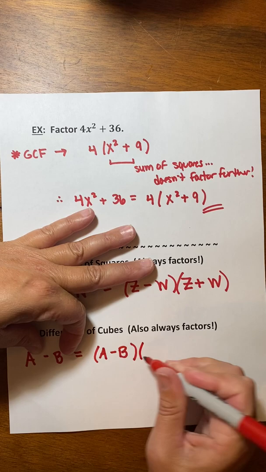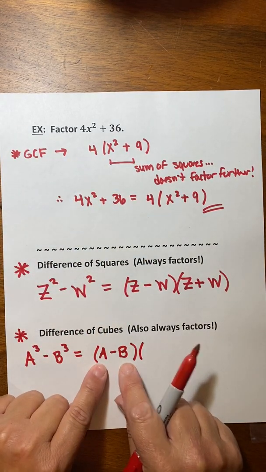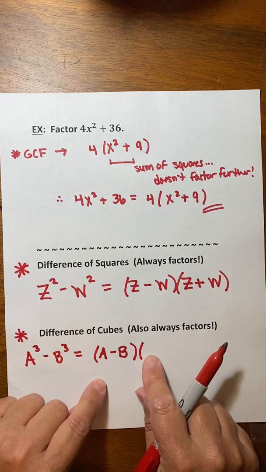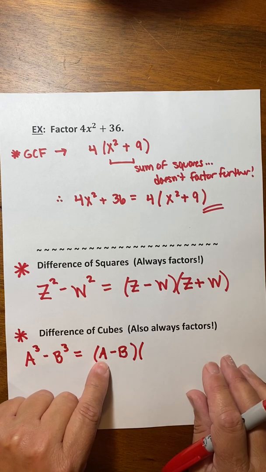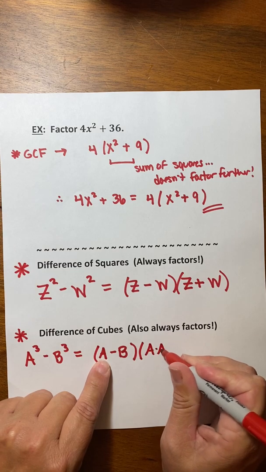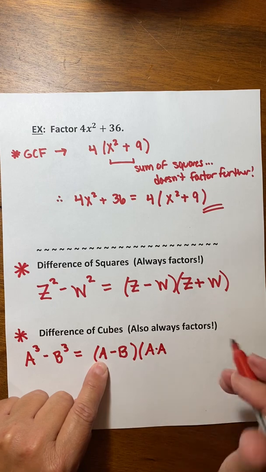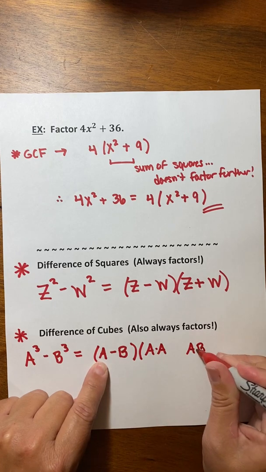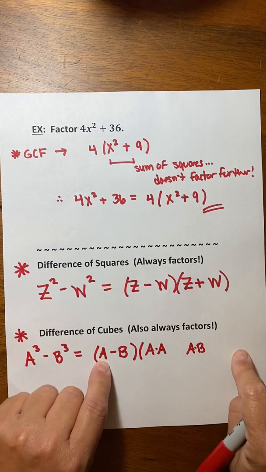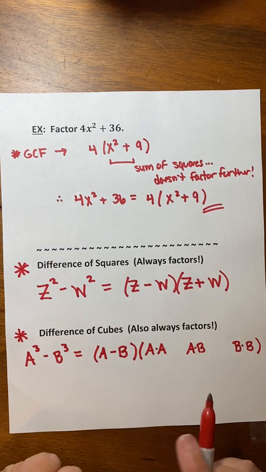And then, right, bear with me. So once you have these established, what's going to go first in the next set of parentheses is whatever you have here times itself. So this times this. So A times A. What's going to go in the middle is this times this. A times B. And what's going to go on the end is this times this. Right? Now we have to be careful with the signs.